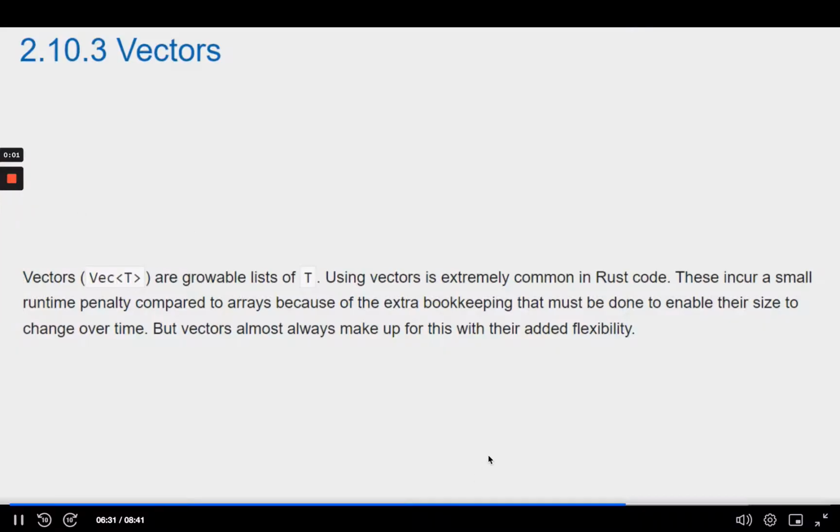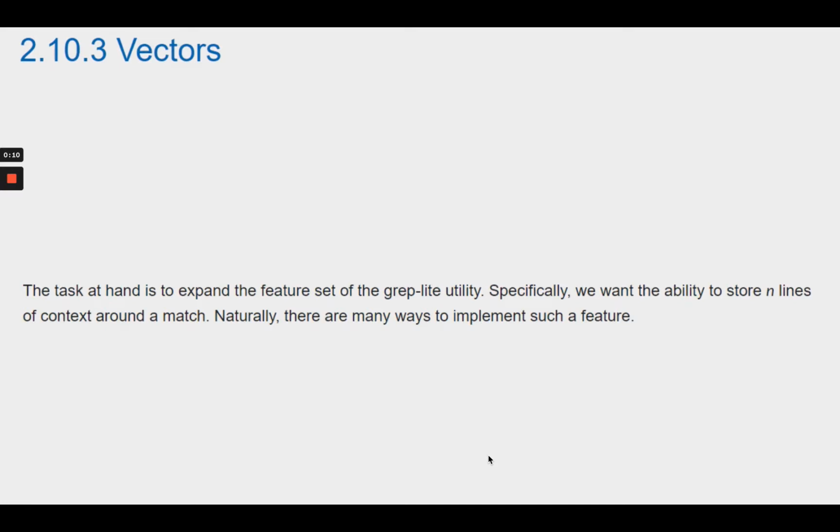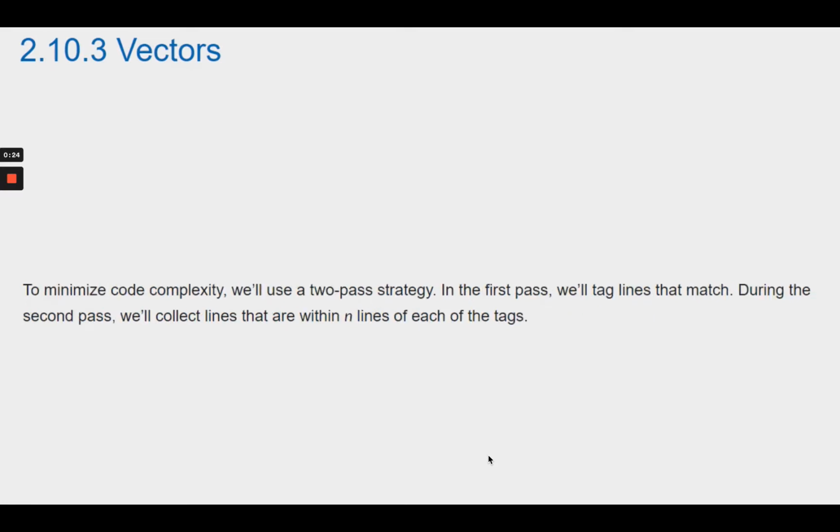to enable their size to change over time. But vectors almost always make up for this with their added flexibility. The task at hand is to expand the feature set of the grep Lite utility. Specifically, we want the ability to store n lines of context around a match. Naturally, there are many ways to implement such a feature.